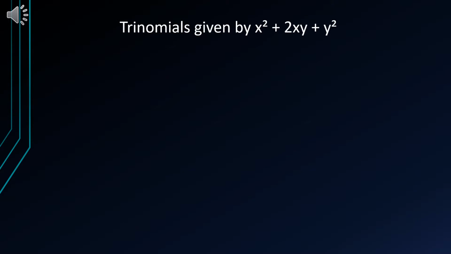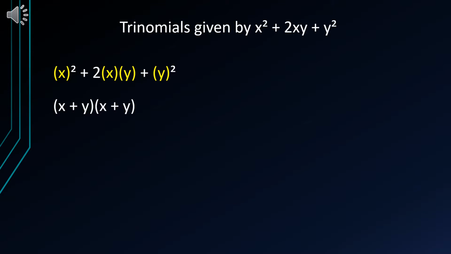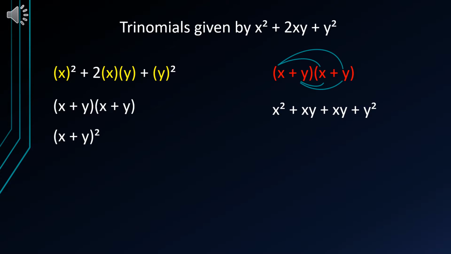If we are given an expression in the form x squared plus 2xy plus y squared, it could be factorized by using the factorized form of the equation x plus y multiplied by x plus y, which is also the same as x plus y squared. For proof of this, we will expand and simplify the factorized form. Multiplying by the FOIL method, we expand to get x squared plus xy plus xy plus y squared, and since the xy terms are the same, we add the coefficients to get x squared plus 2xy plus y squared.